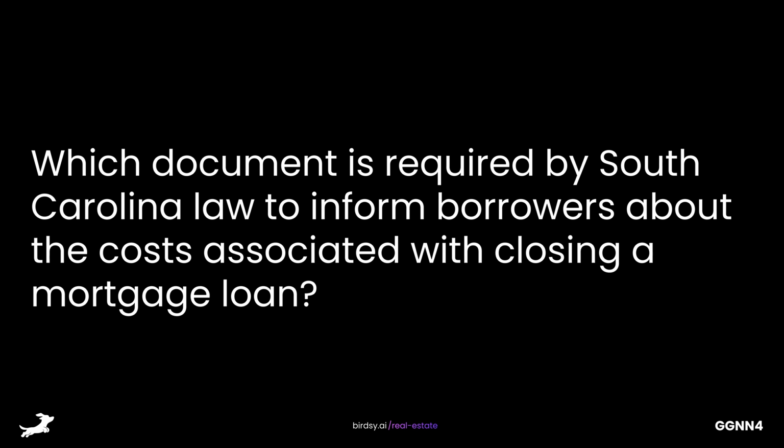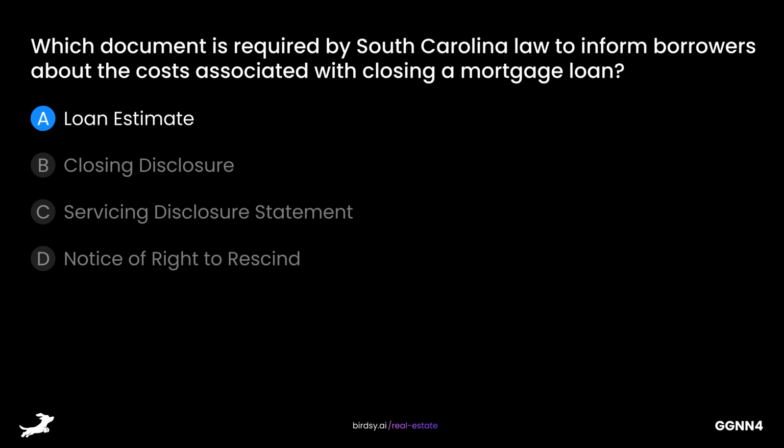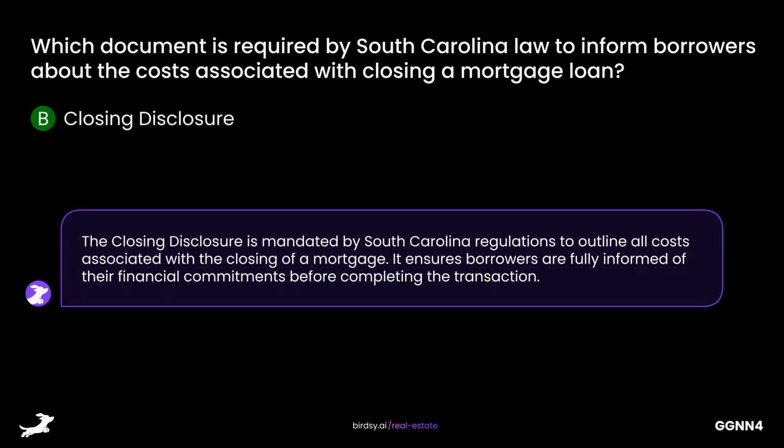Which document is required by South Carolina law to inform borrowers about the costs associated with closing a mortgage loan? Is it A, loan estimate, B, closing disclosure, C, servicing disclosure statement, or D, notice of right to rescind? The answer is B, closing disclosure. The closing disclosure is mandated by South Carolina regulations to outline all costs associated with the closing of a mortgage. It ensures borrowers are fully informed of their financial commitments before completing the transaction.